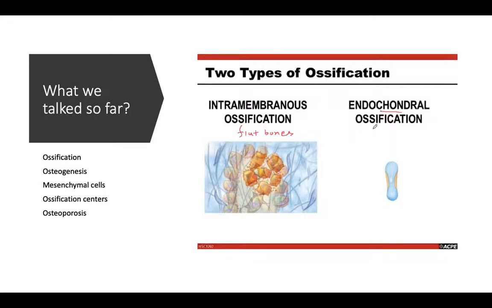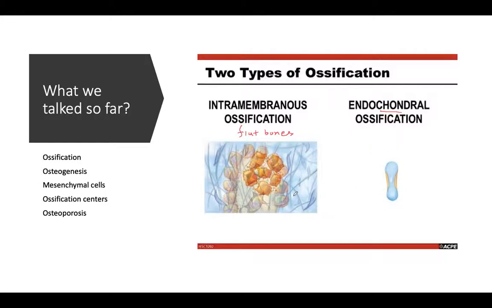Bones other than flat bones are actually from endochondral ossification, and we'll talk about long bones, especially when we talk about endochondral ossification, where we're going to talk about how the length and the width of the bone change over time. Okay.